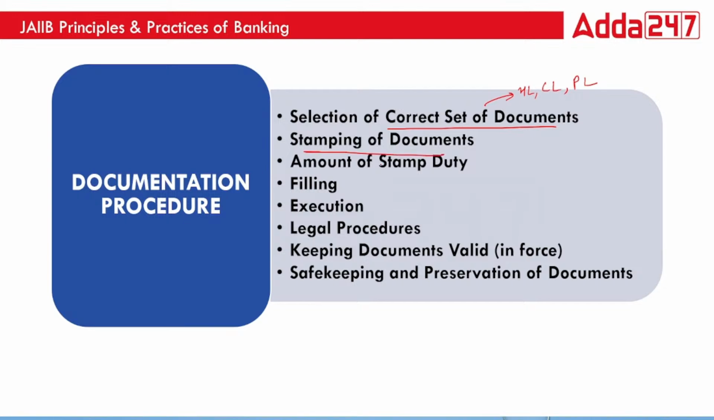You have to take proper stamping. You have to do the stamping of documents. The amount of stamp duty has to be paid. Then you have to fill all the agreements and forms which you have taken from the customer. There should be no ambiguity. There should be nothing left blank, because once you get transferred from one place to another, it will be difficult for you also to remember on what terms and conditions you had given the loan to the customer. So you have to fill the forms completely so that whoever is coming to the branch can identify and understand on what terms and conditions the loan was given to the customer.